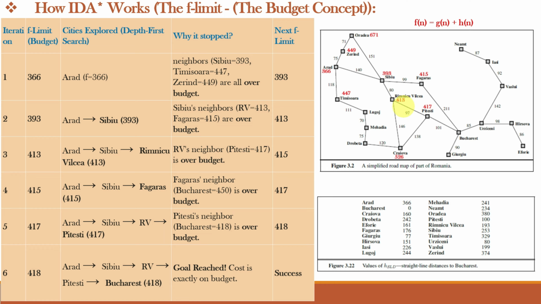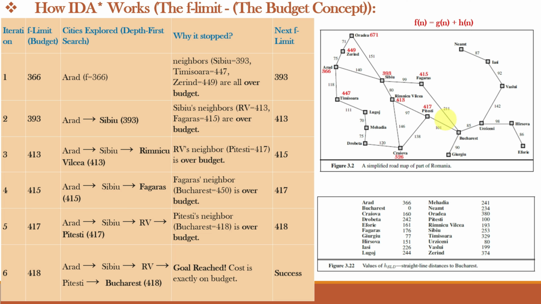And from Râmnicu-Vilcea it will go to Pitești, that is 417 kilometers, and Craiova, that is 526 kilometers. So we again see that the next two options are greater than 413. So now we set the F budget to the next cheapest explored option, Făgăraș, at 415 kilometers. So in iteration 4 our limit is 415 kilometers and the path followed is from Arad to CBU to Făgăraș.